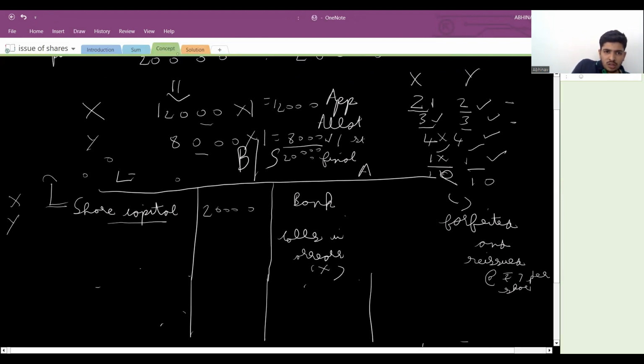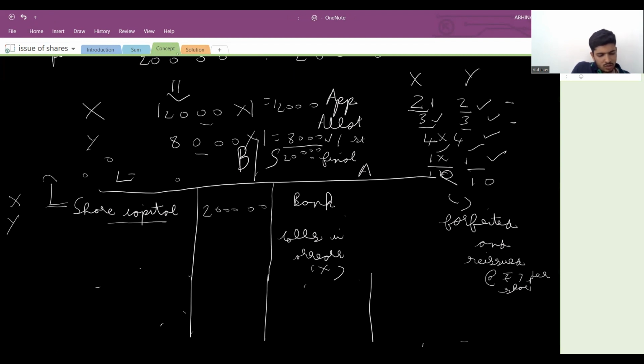2 lakhs. Then 1,40,000. Both sides are tally. In this case, calls in arrears is just X, but there may be many in other cases. Now, the four installments are done. Now it's time for the next part of the question.